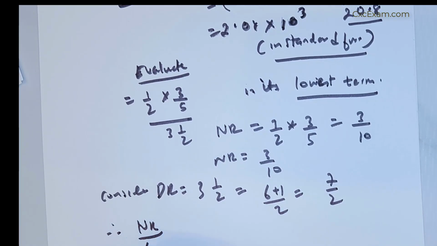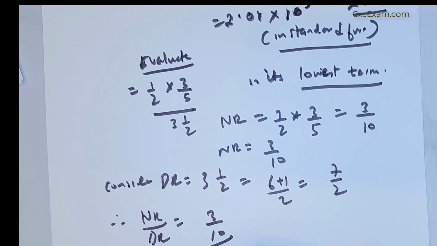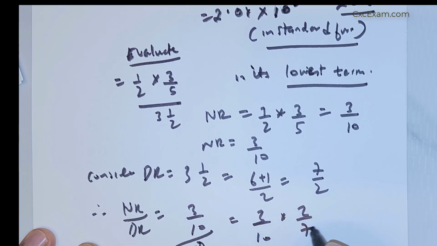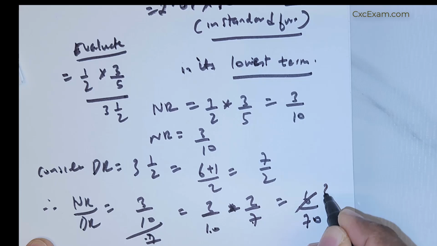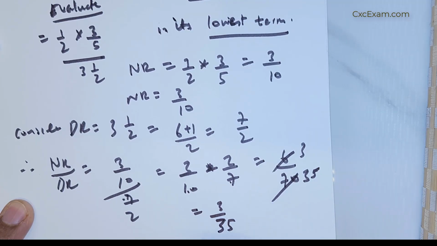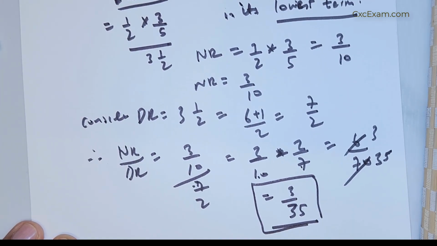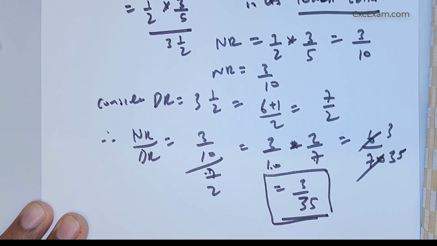Therefore numerator over denominator is 3 over 10 divided by 7 over 2. This is 3 over 10, you flip the other, you get 2 over 7. So 2 times 3 is 6, 7 times 10 is 70. Now 2 divides here, 3 times 2 divides here, 35 times. So 3 over 35 is the solution to this question. That's the answer, and we can move on to the next one.